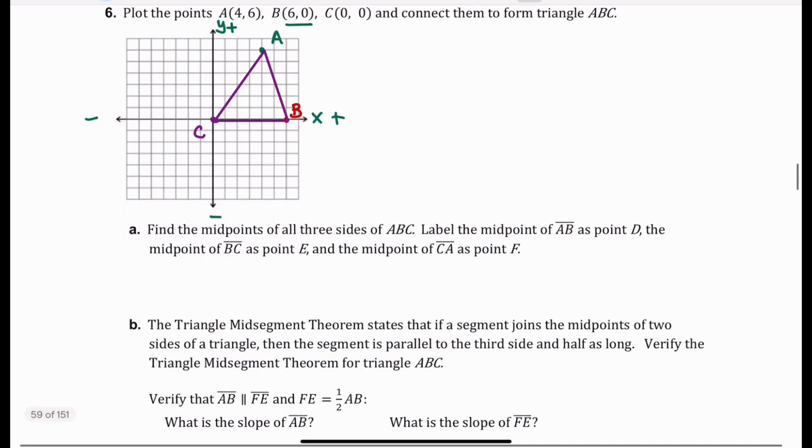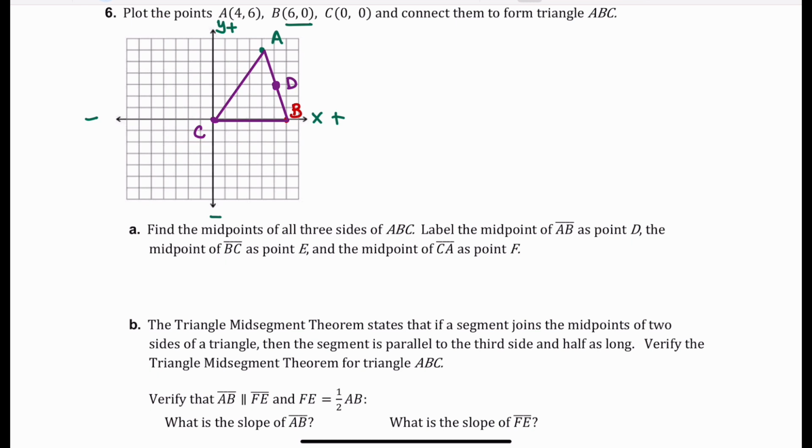We're going to find the midpoint of all 3 sides of ABC. And then we're going to label the midpoint of AB as point D. So let's start with AB. Now, one thing you can do is eyeball it. If I go down 3 over 1, down 3 over 1, that's going to be right in the middle. This point right here is point D.